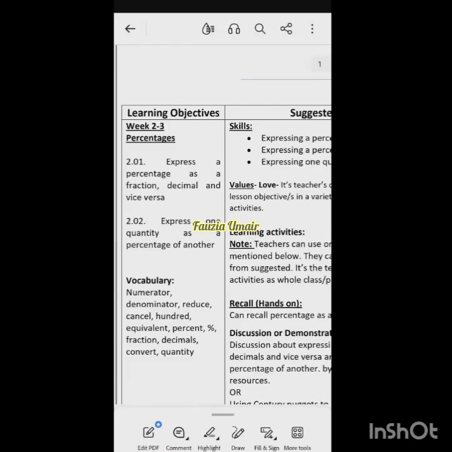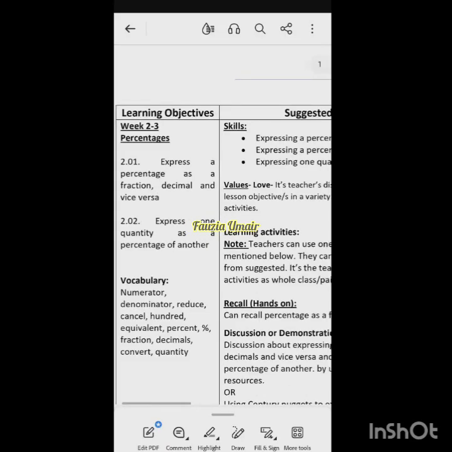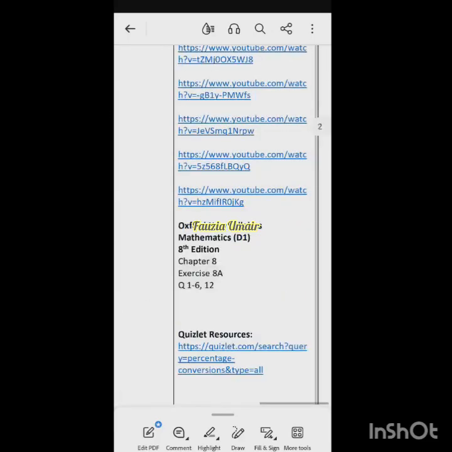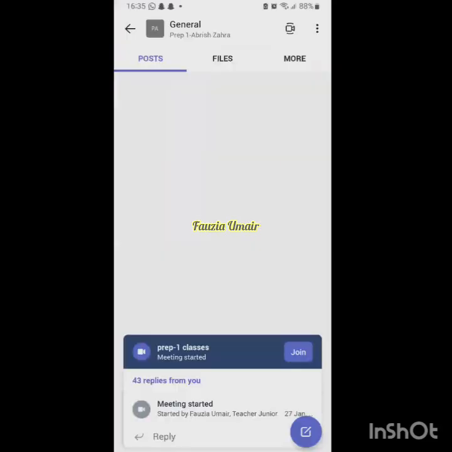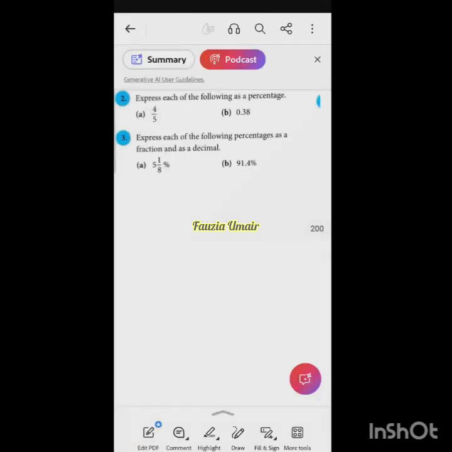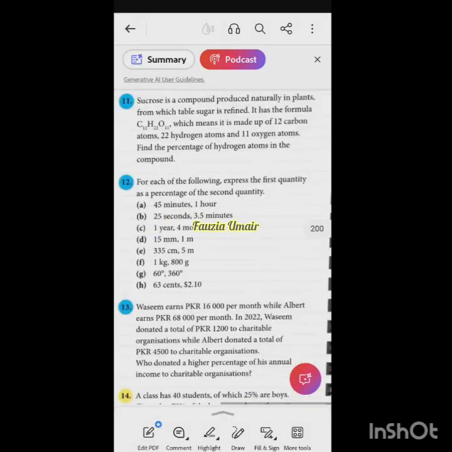Working on the second one, express one quantity as a percentage of other. For these, questions number 1 to 6 and then question number 12. We will start with question number 12 today. Book is opened. We have done the first 6 questions, so today we will do question number 12.